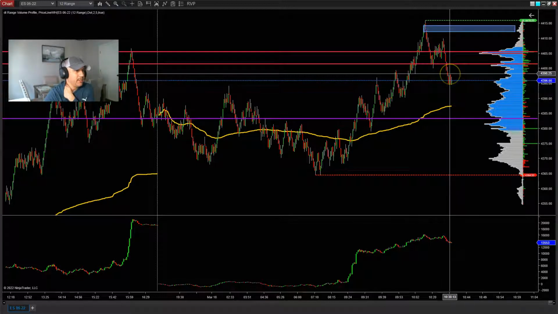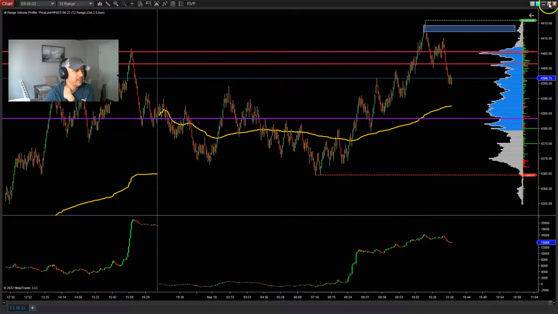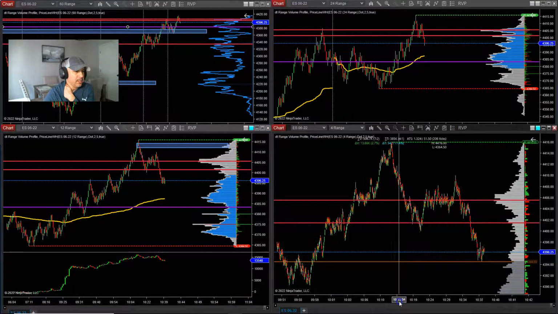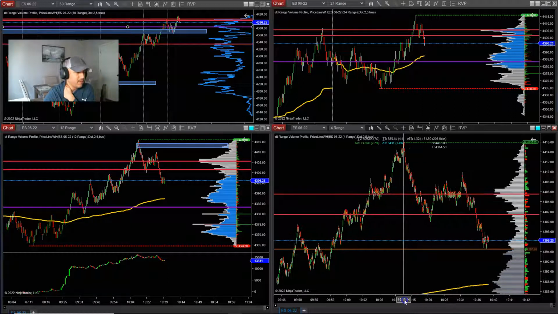So here is. Yeah, I'm just gonna wait. Looky here, the 12 range, to see what we got going on. I mean, the 4 range as well.